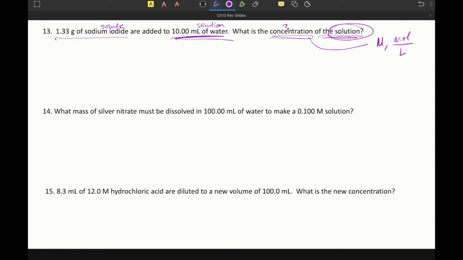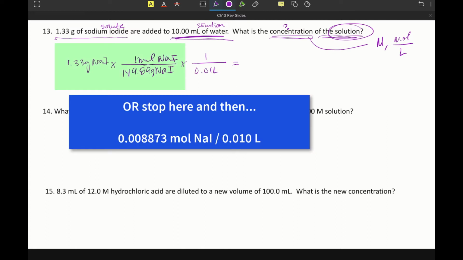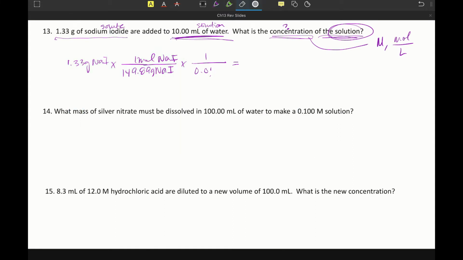So that means we need to get to moles. We would do our 1.33 grams of NaI, and we would turn that into moles using its molar mass. And then we would simply divide by my volume. My liters don't cancel, because that would be problematic, but our grams of NaI cancel. Our remaining unit is moles per liter, and that's going to give us the answer to that one.